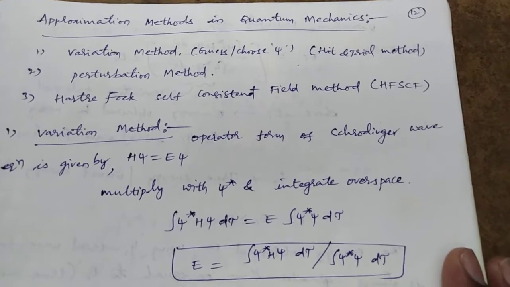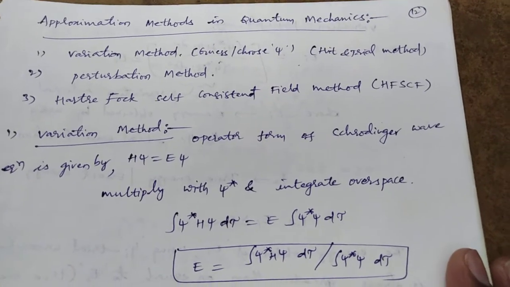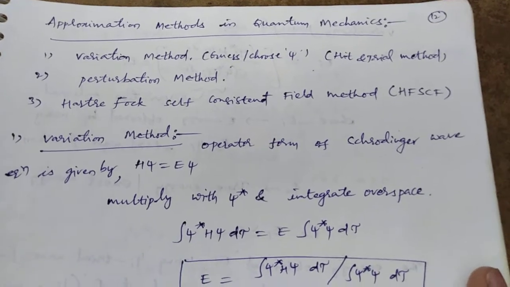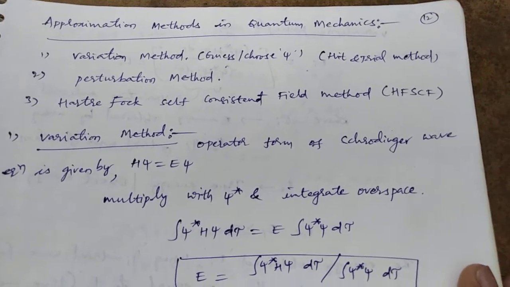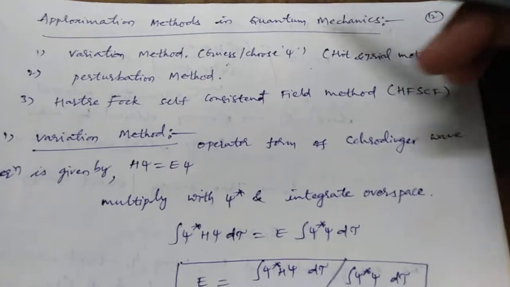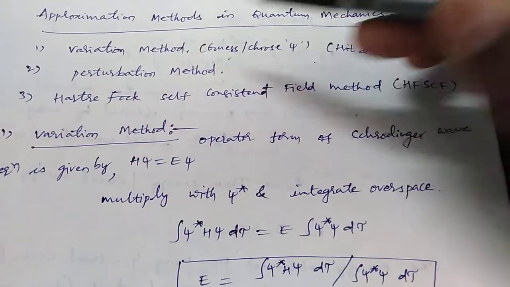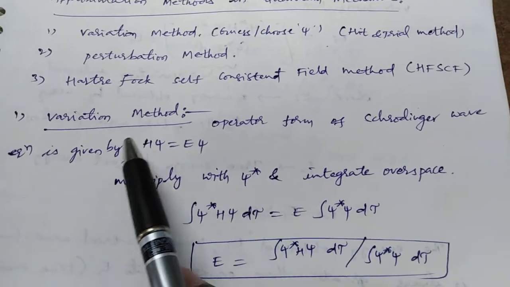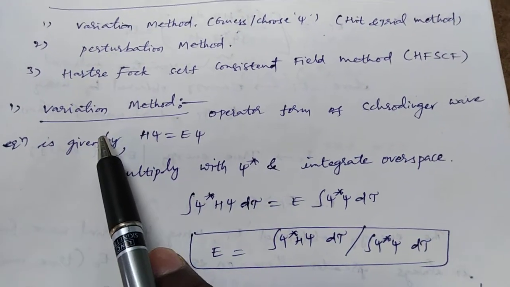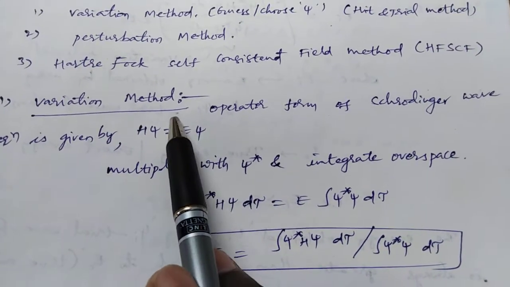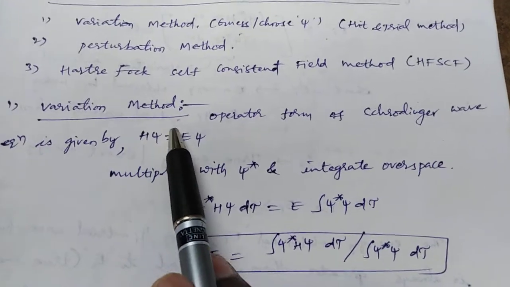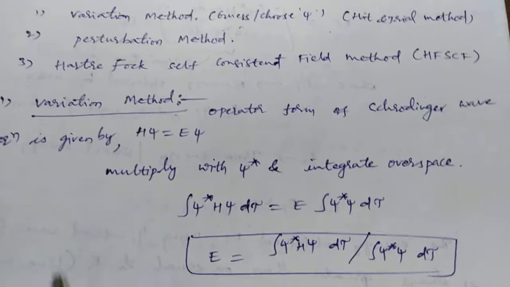They are the variation method, perturbation method, and Hartree-Fock self-consistent field method. In our syllabus we have only the first method, that is the variation method. We go for the first method. The variation method is an approximation method to explain many electron systems.